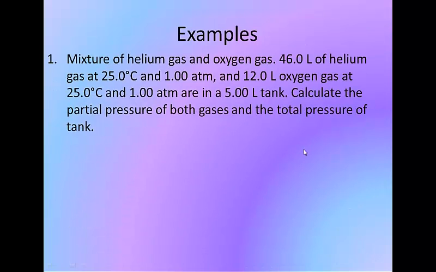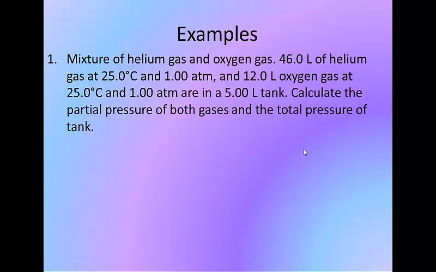All right, examples. We have a mixture of helium gas and oxygen gas. 46.0 liters of helium gas at 25 degrees Celsius and 1 atmosphere, and 12 liters of oxygen gas at 25 degrees Celsius and 1 atmosphere are placed into a 5-liter tank. Now you're probably thinking, wait a minute, how are you going to get 46 liters of helium and 12 liters of oxygen into a 5-liter tank? How's that possible? 5 liters is smaller.